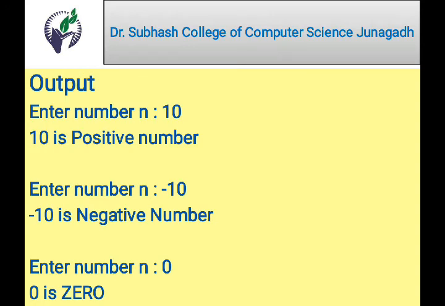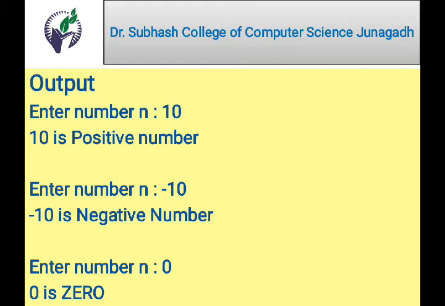Let's see the output. Enter number n, 10. 10 is positive number. Obviously the first condition is evaluated and it will display 10 is positive and then come out from the if else statement. Enter number n, if we give -10, then it will satisfy the second condition, that is n less than 0. So -10 is a negative number, it will display -10 is negative number and come out from the if else if ladder construct.